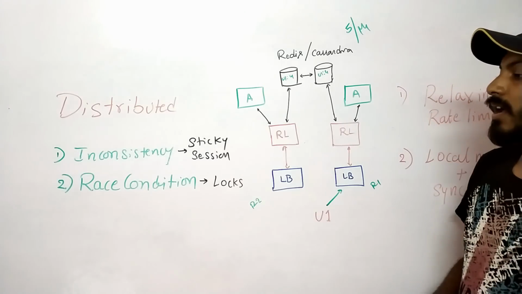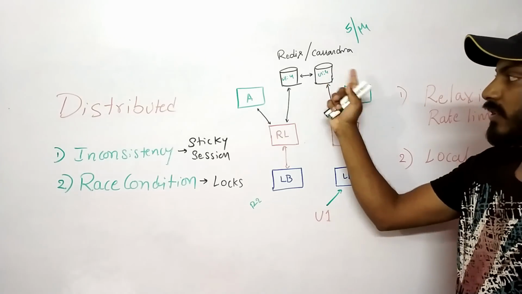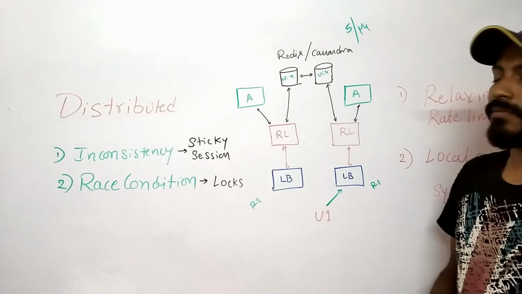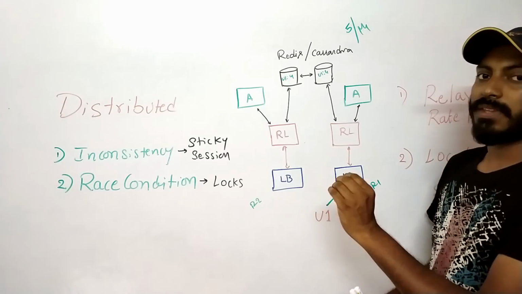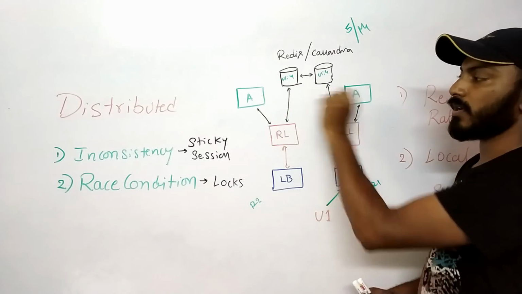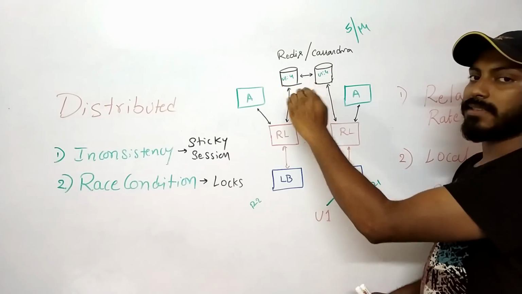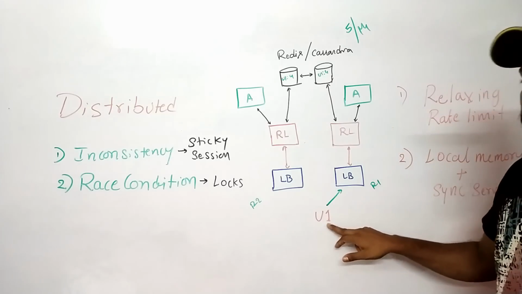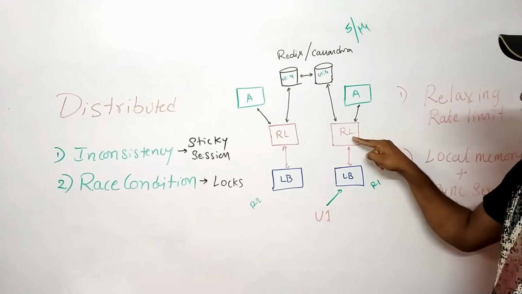So how do we protect against the race condition? I explained the data inconsistency, and the race condition occurs in the same way. So how do we solve that? By using locks. Anytime any number of rate limiters access the data for a particular user, they will lock it, and once they access and update the data, only then will they release the lock. Say for example, a request comes from user 1 to the load balancer, and the request goes from the load balancer to the rate limiter.